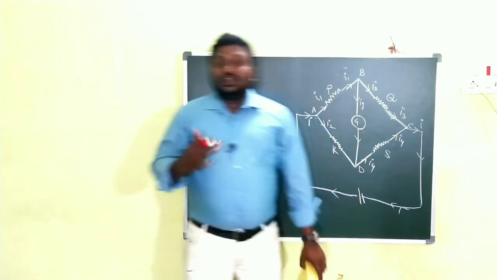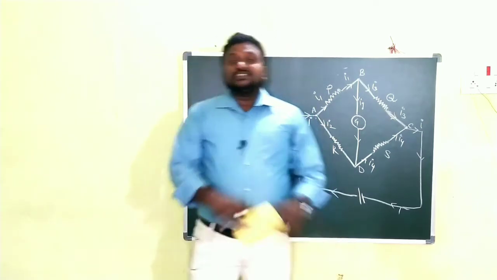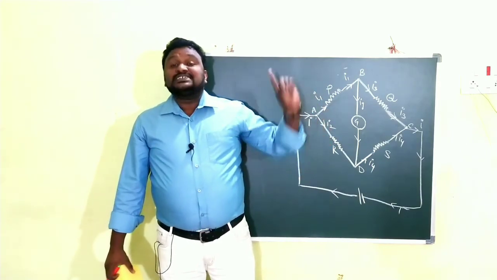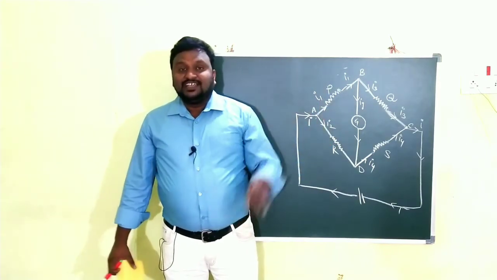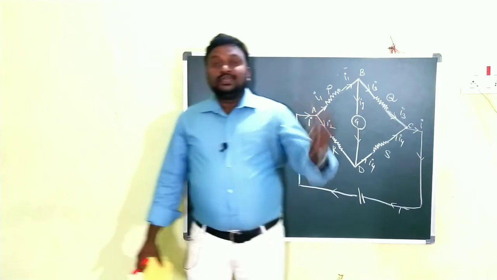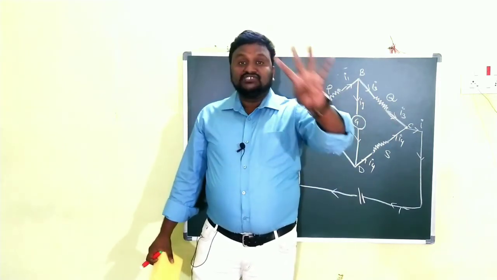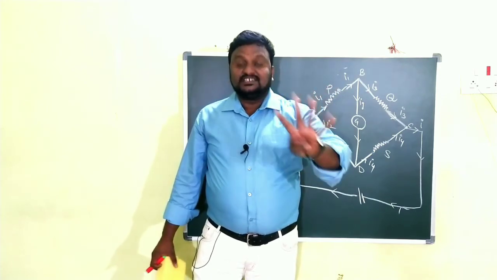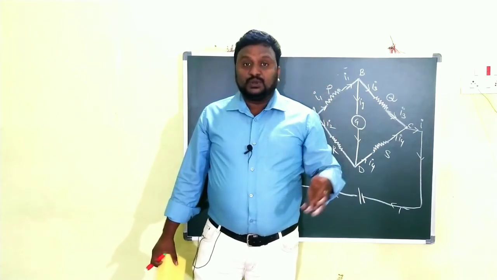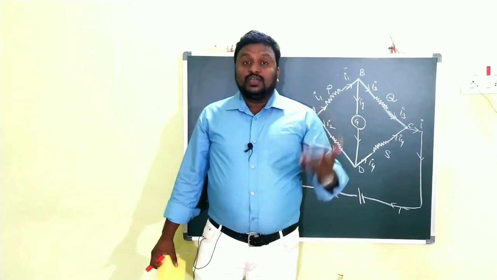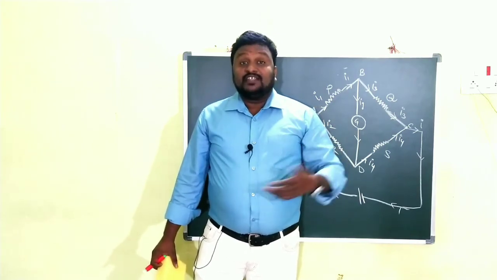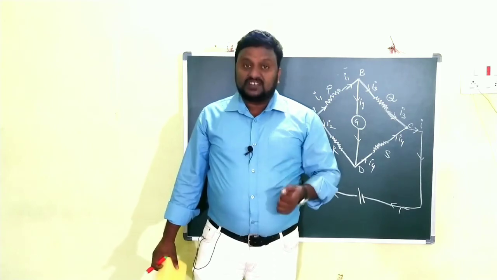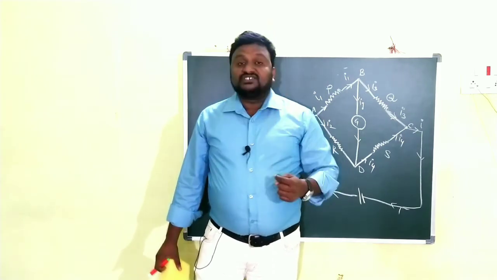Got it, children? Now you have to focus on the diagram. When you focus on the diagram, you come to know that A, B, C, D, these four are the junctions. I already told you in the previous video what is meant by a junction and how we can find the amount of current at the junction. How can we find that? By using Kirchhoff's first law.